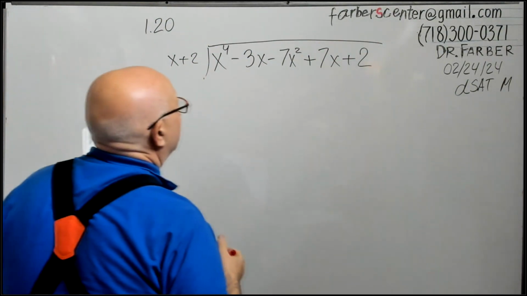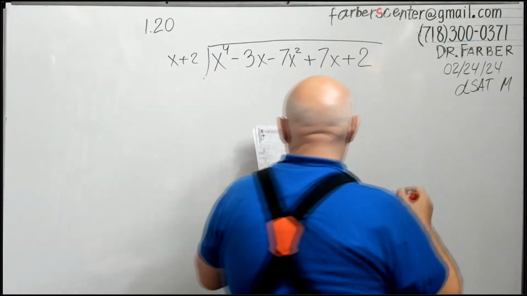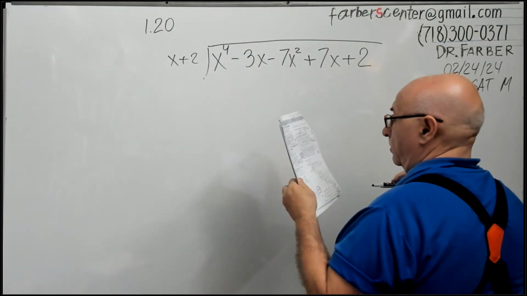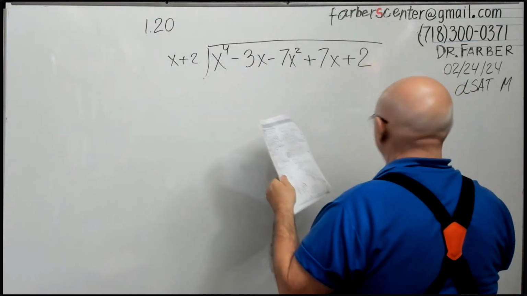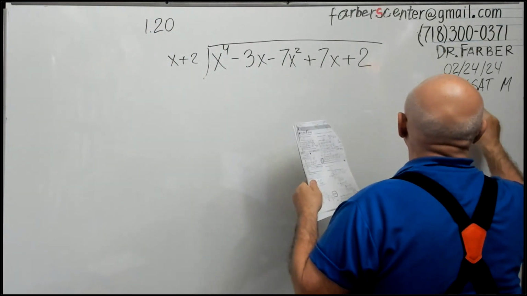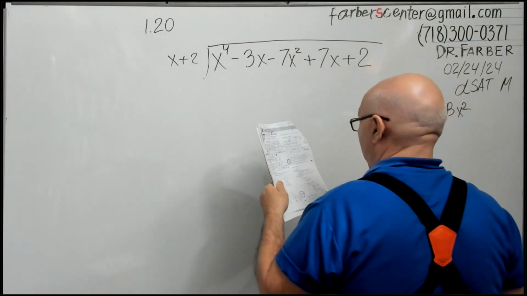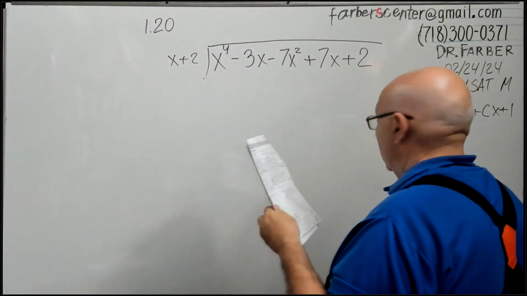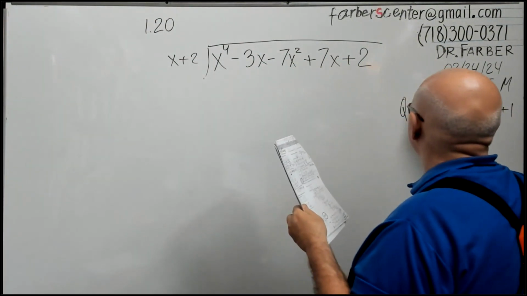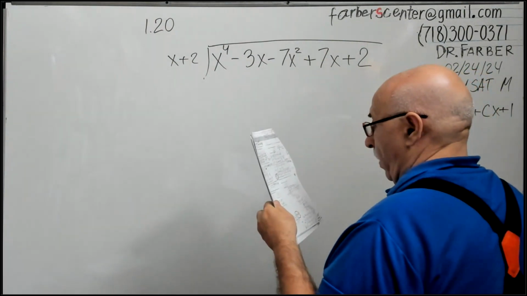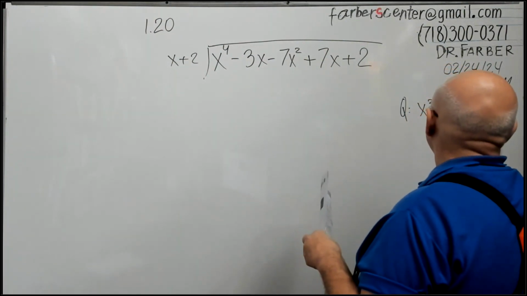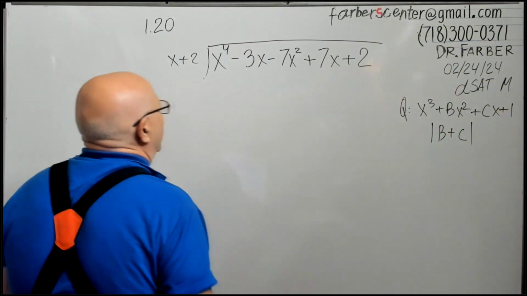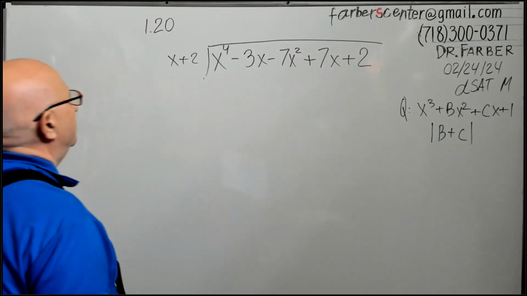And we have equation x cubed, I believe x cubed, right? Plus bx squared plus cx plus 1. This is my quotient. And they ask you absolute value of b plus c. They said everything here. Make long division.